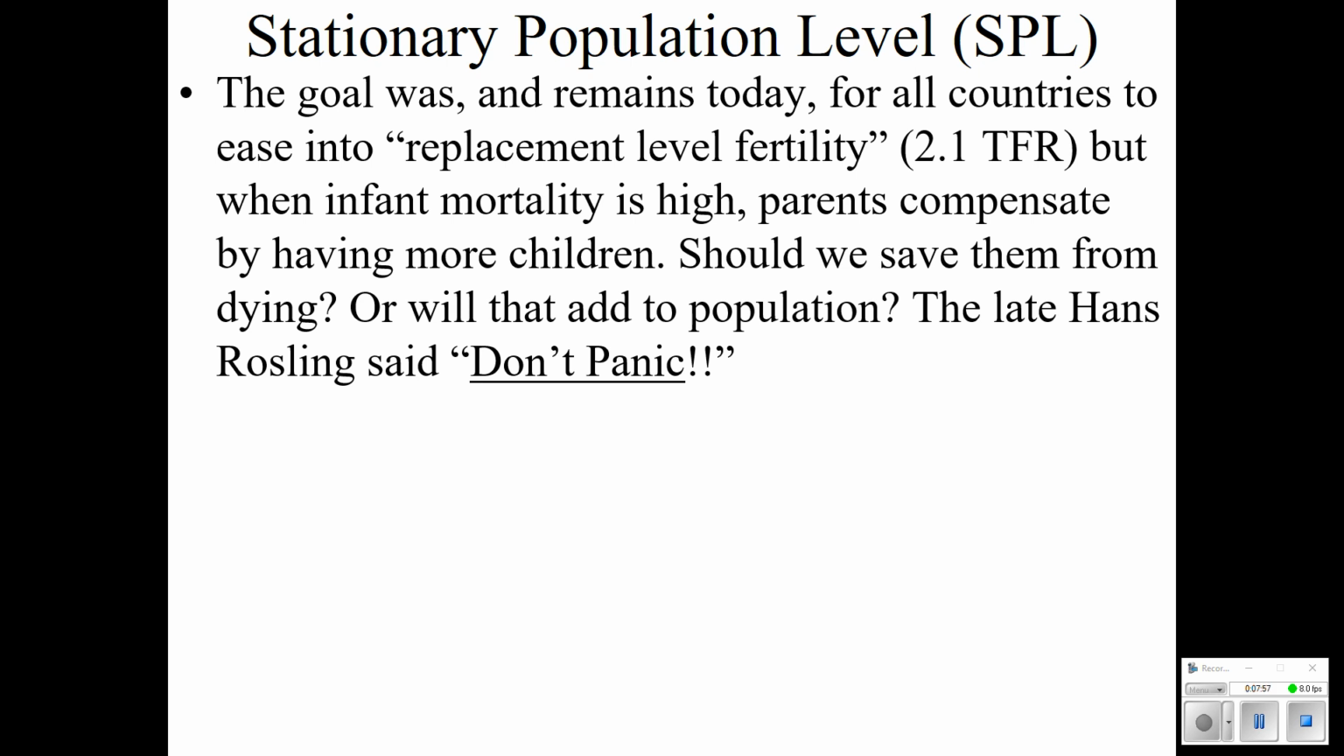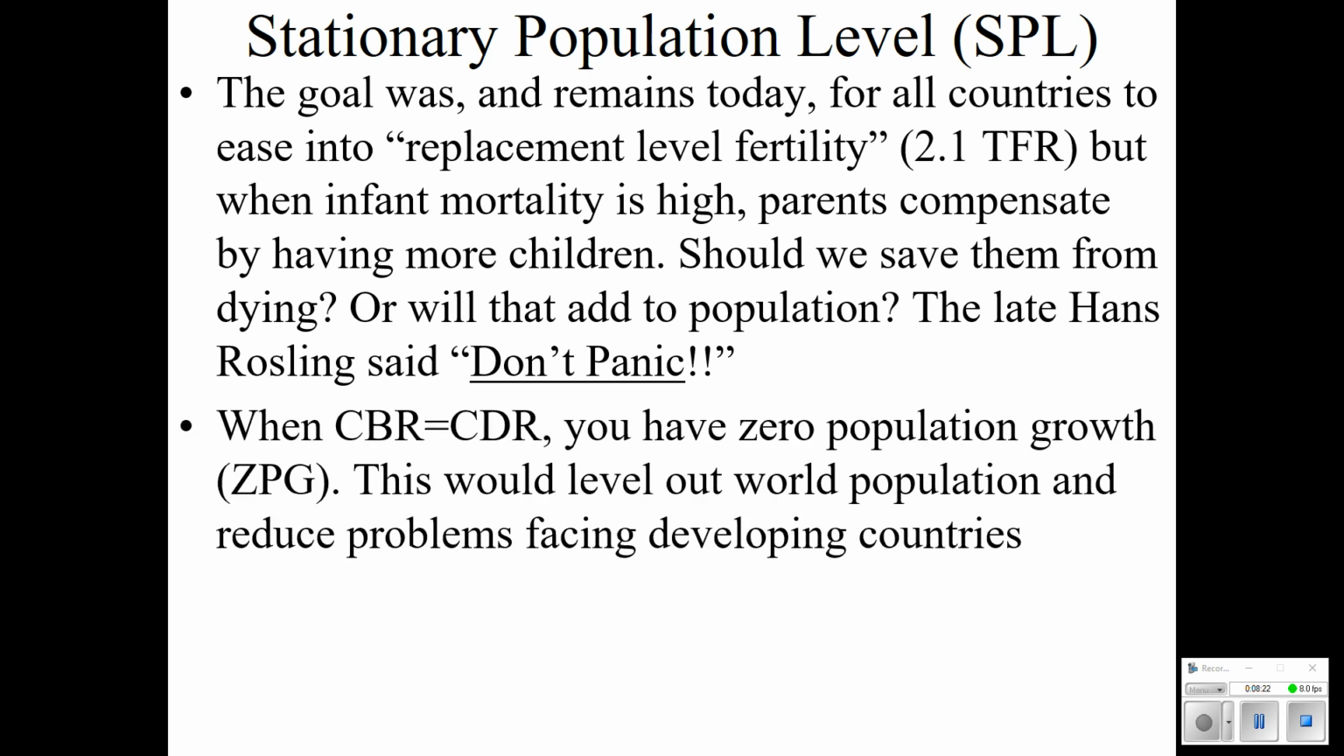So I'm going to show you a video next week. This guy is a Swedish demographer. His name was Hans Rosling. He wrote an amazing book that I read about a year or so ago. Bill Gates bought a copy of it for every graduating college senior in America. I'm going to talk about it next week. I don't want to spoil it too much, but I'm going to show you this video called Don't Panic. And it's really about this idea of trying to get the world to this idea of replacement level fertility.